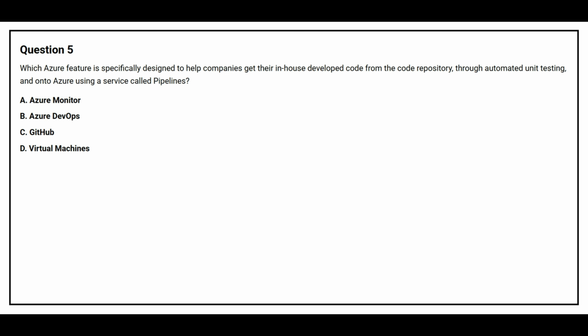Question number 5. Which Azure feature is specifically designed to help companies get their in-house developed code from the code repository through automated unit testing and onto Azure using a service called pipelines? Option A. Azure Monitor. Option B. Azure DevOps. Option C. GitHub. Option D. Virtual machines. The correct answer is option B. Azure DevOps.